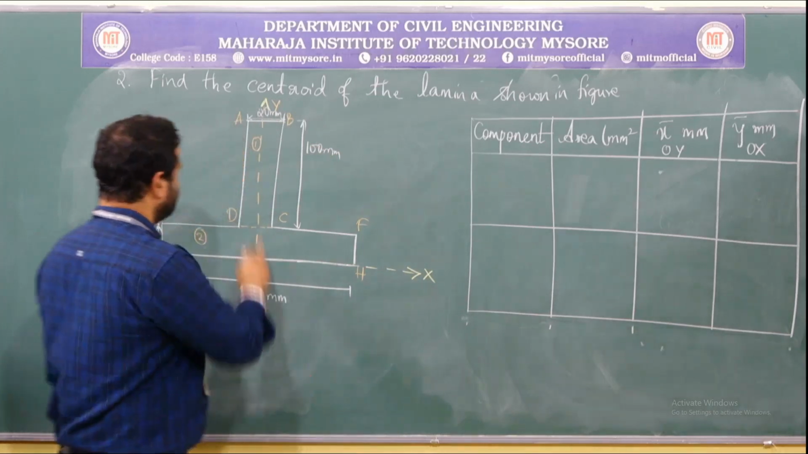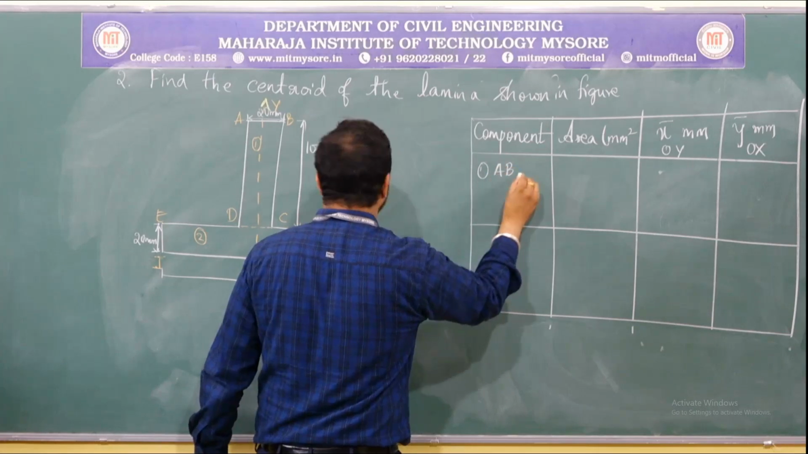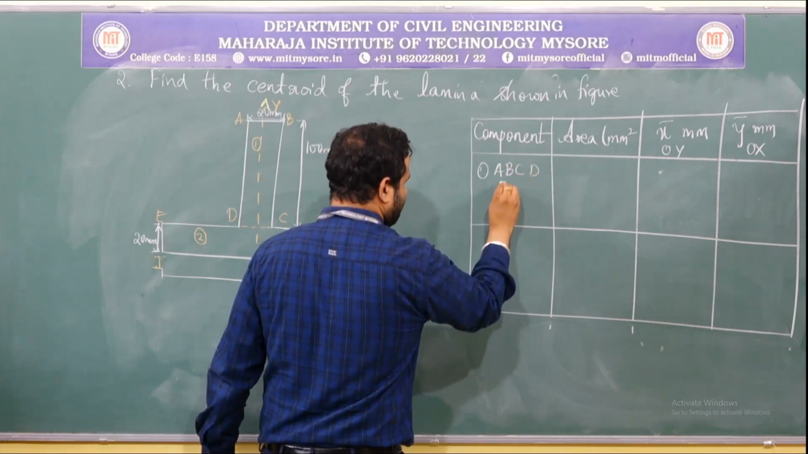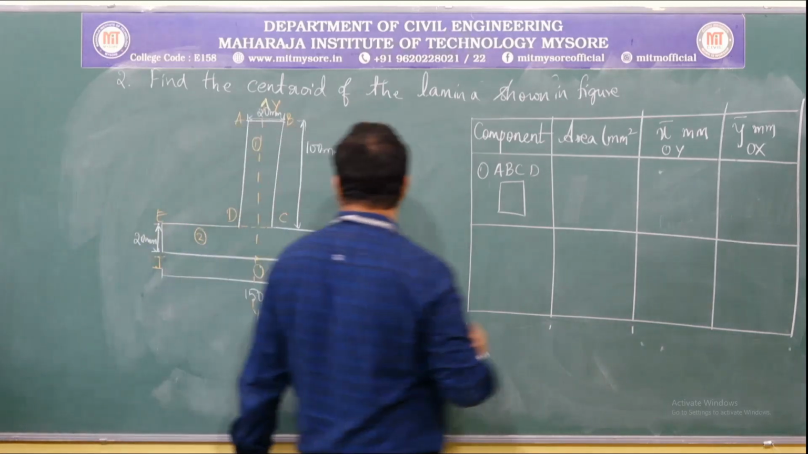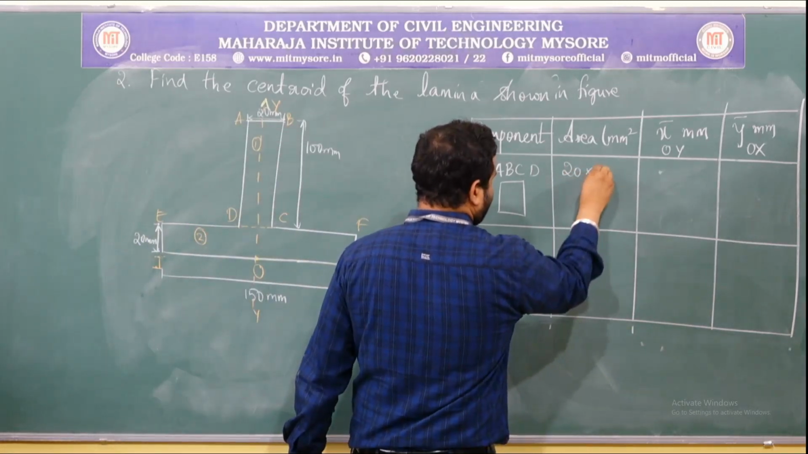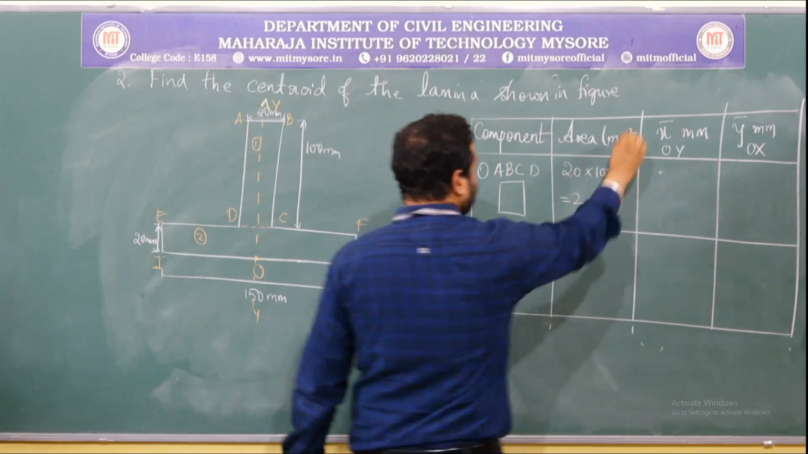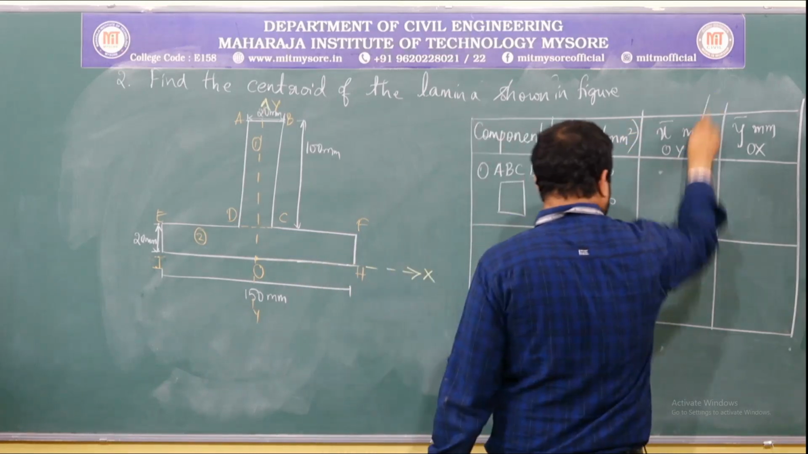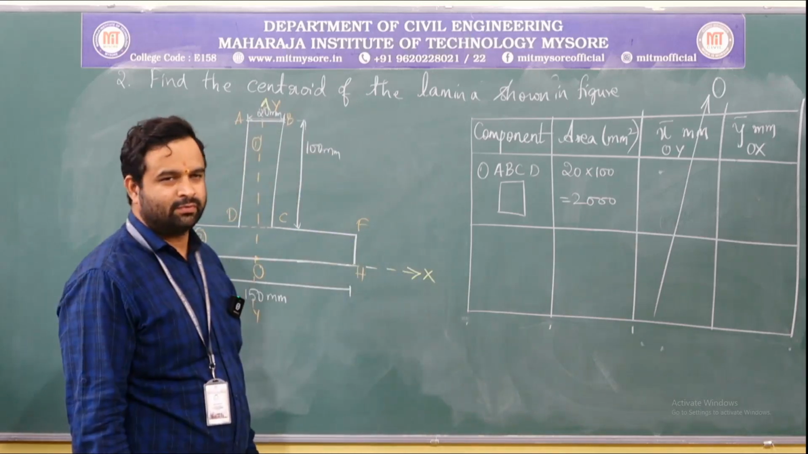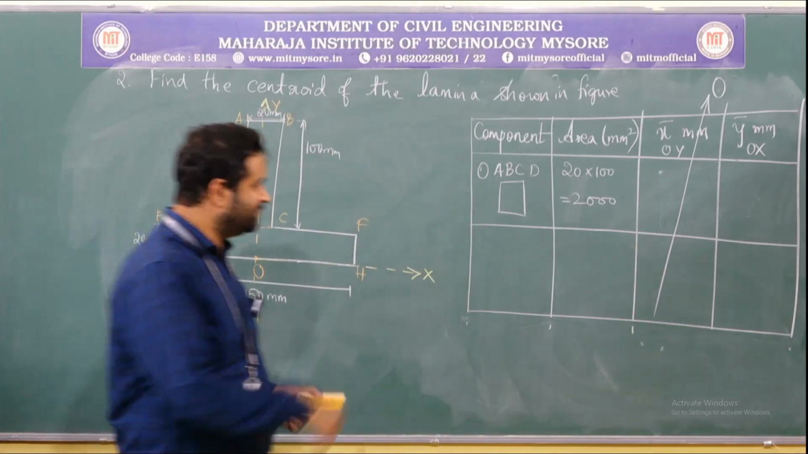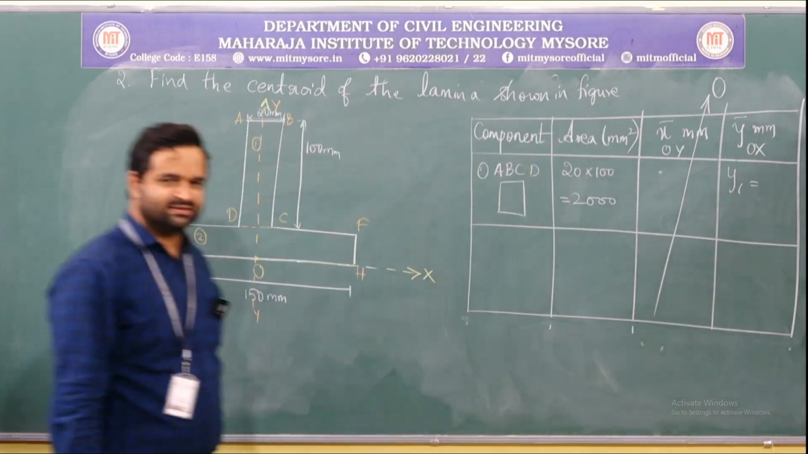Now, which is component 1? Component 1 is the rectangle ABCD. The rectangle is like this, and area 2000 mm square. Then we are making the entire x bar column 0 because it is symmetrical about y axis, and then we can write y1 that should be measured from OX axis.